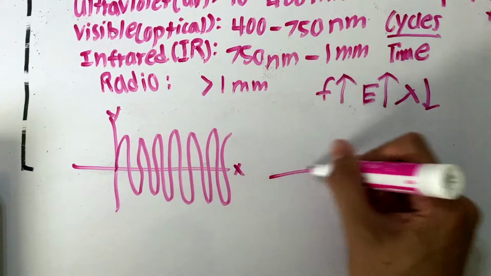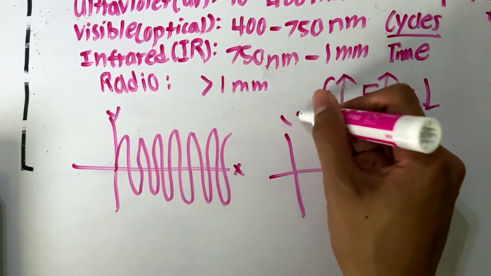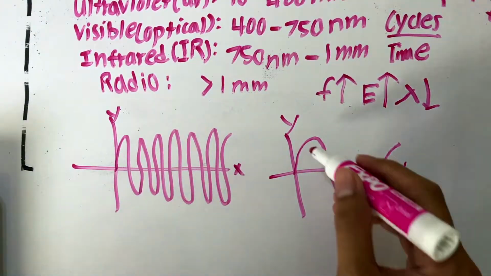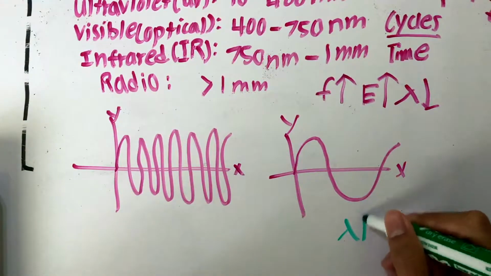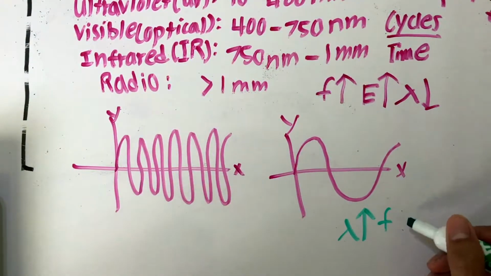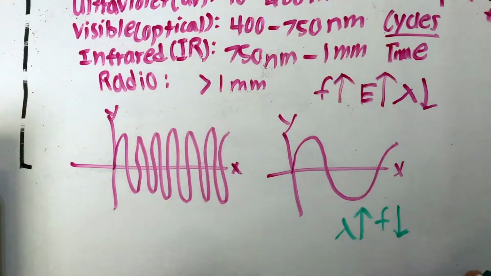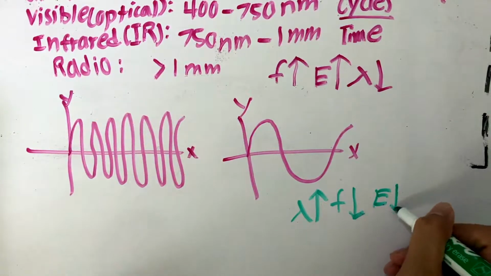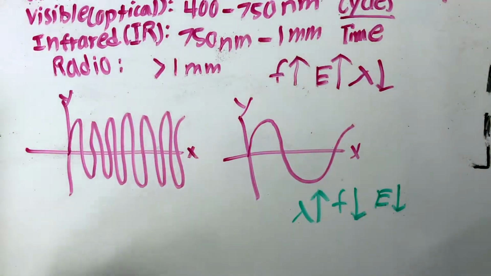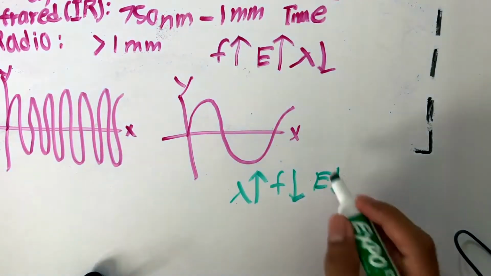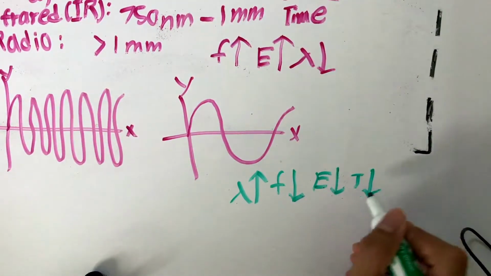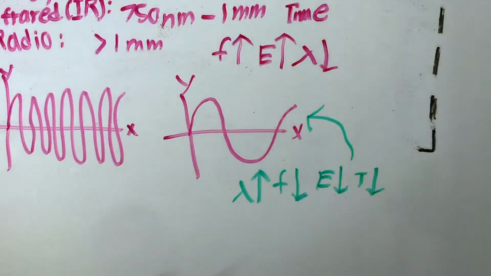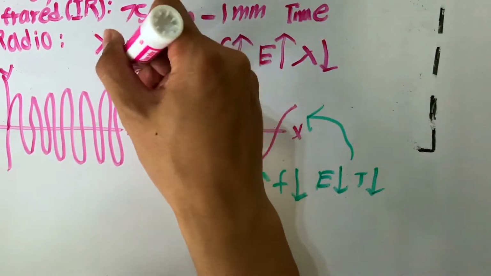If frequency decreases, then we would have something that's more spread out like this. This would be a longer wavelength. Wavelength increases, frequency decreases. Always remember this relationship as it's very important. And also energy decreases. Sometimes we associate energy with temperature in astronomy and other sciences, so we can also say that temperature decreases. So this associates with this graph, and this associates with this graph.